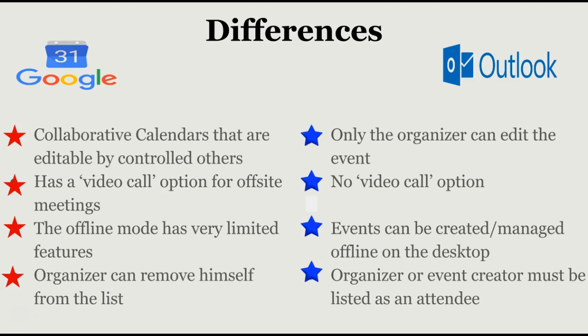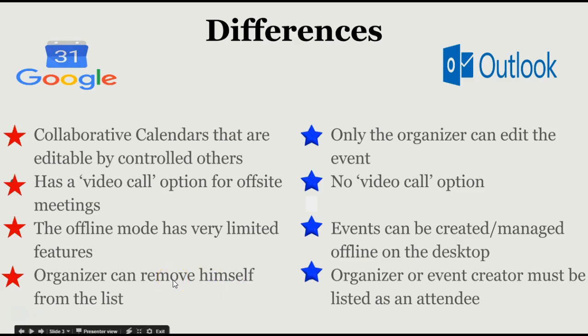The problem here is that Google does not really work well when it's offline. It always works well when you're connected to the internet, although it has a few limited features that you can still work with. The good thing with Outlook is that on your desktop, you can actually create and manage your events offline, and later on they'll just sync up when you go to a place that has internet.